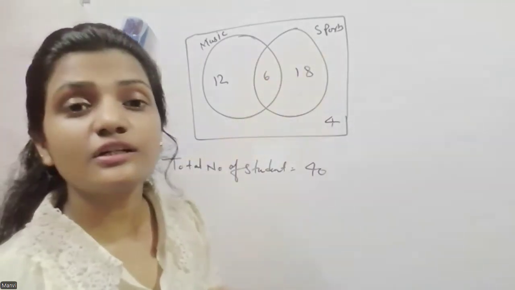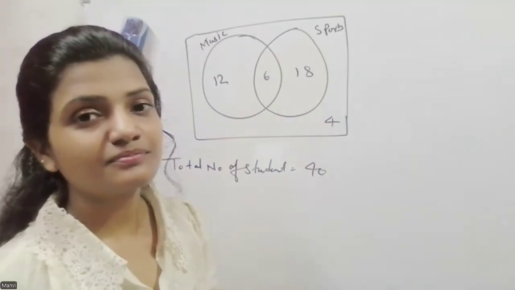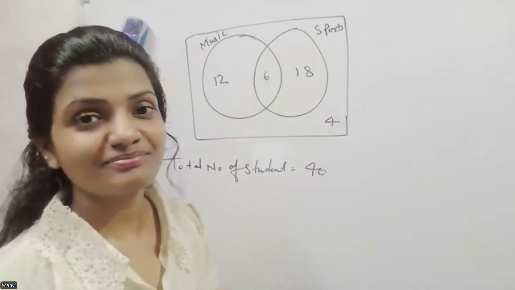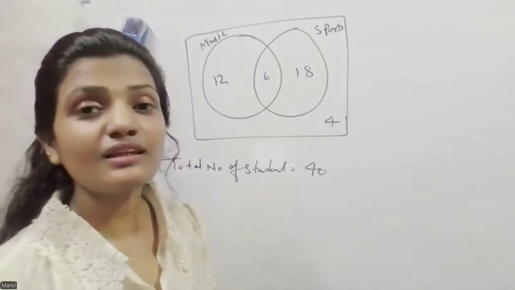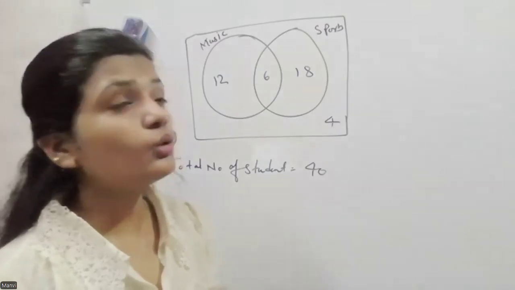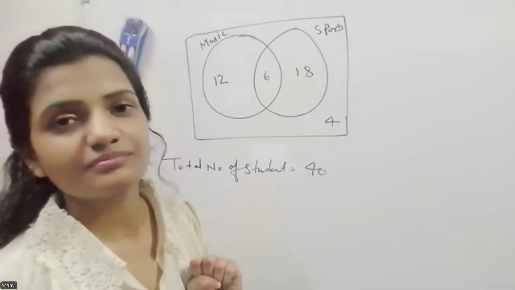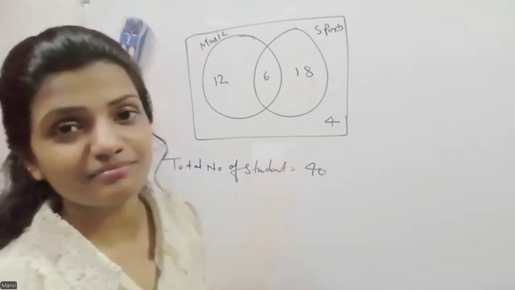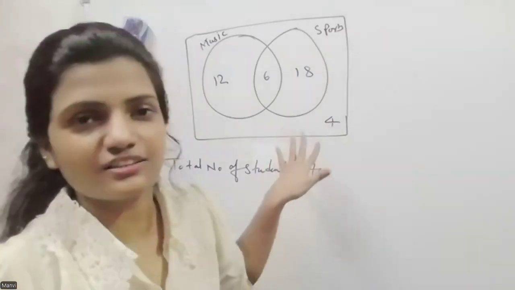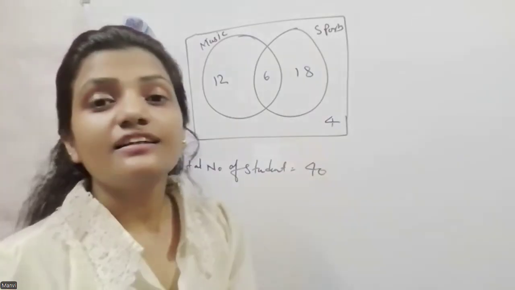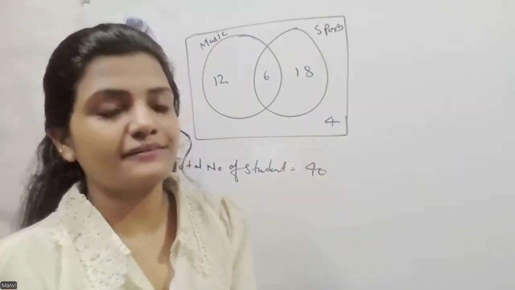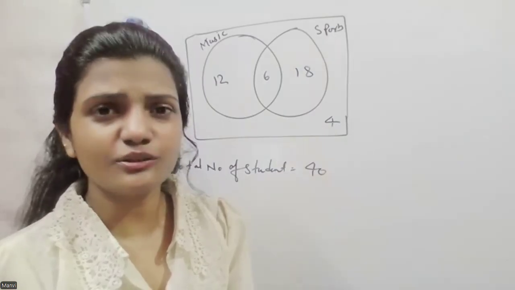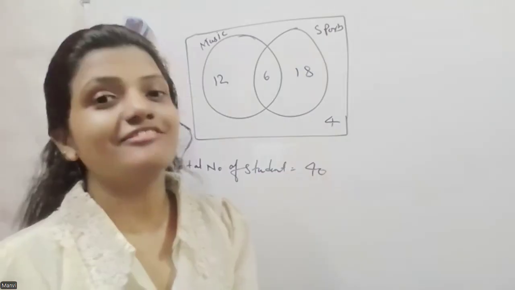So the number of children who like music, 18. Only like music? Very good. The number of children who don't like music. I say who don't like music, 18. If I say no like anything, then it will be 4, right? I say the number of children who don't like music. 22. Very good.